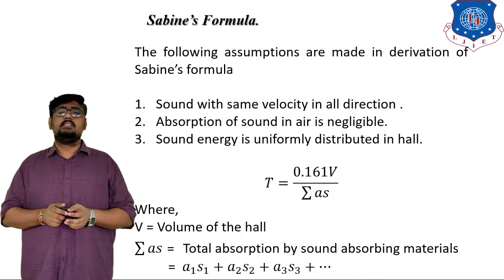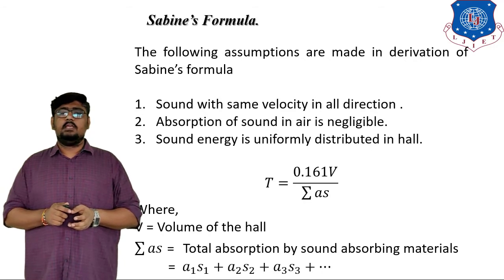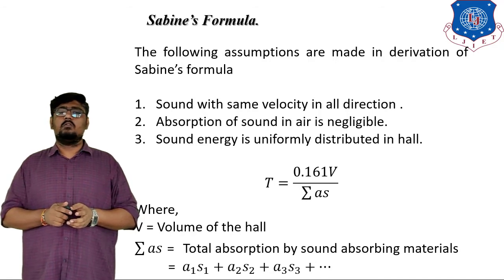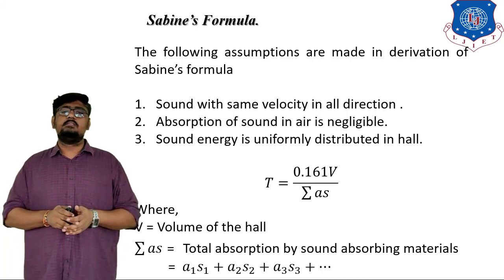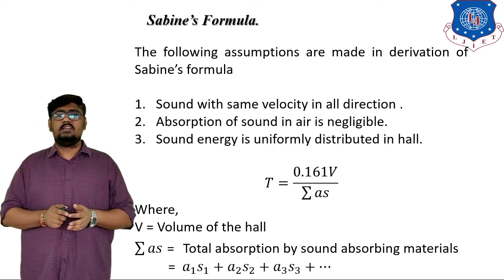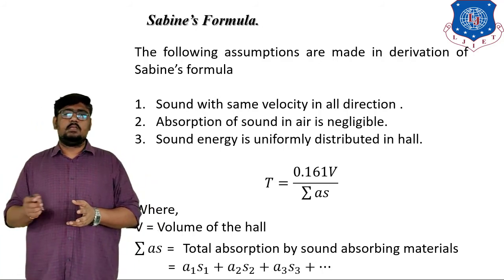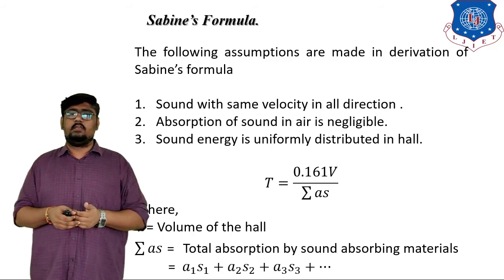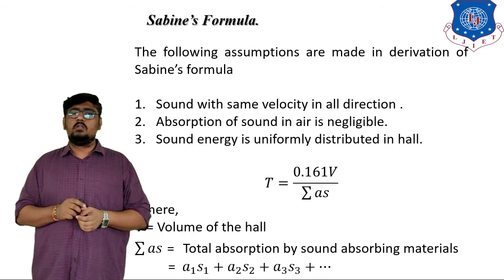Sabine's equation provides the most accurate result when the average absorption coefficient is less than 0.2. In this respect, the effect of air absorption is neglected above 4 kilohertz. This is the classical and oldest reverberation time equation, developed by W.C. Sabine. The derivation of the equation is not included in our syllabus. It will be studied further in acoustical engineering. Our aim here is just to know the formula of reverberation time.